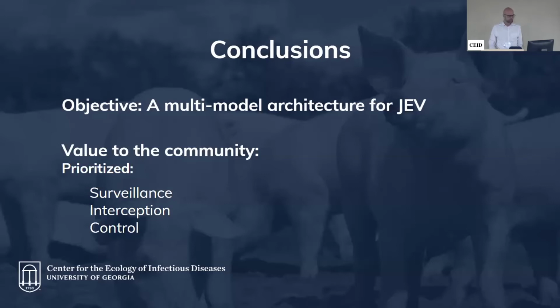What might we do with such a multi-model architecture, and why would it be useful? I think that the value proposition speaks for itself. I think it is to prioritize locations for surveillance, interception, and control. All of these things are costly, but unmitigated damages to the industry could be hugely costly as well. And so the optimal allocation of resources, both in advance of and in response to any future introduction, is something that I think really could be informed by a model developed like this.